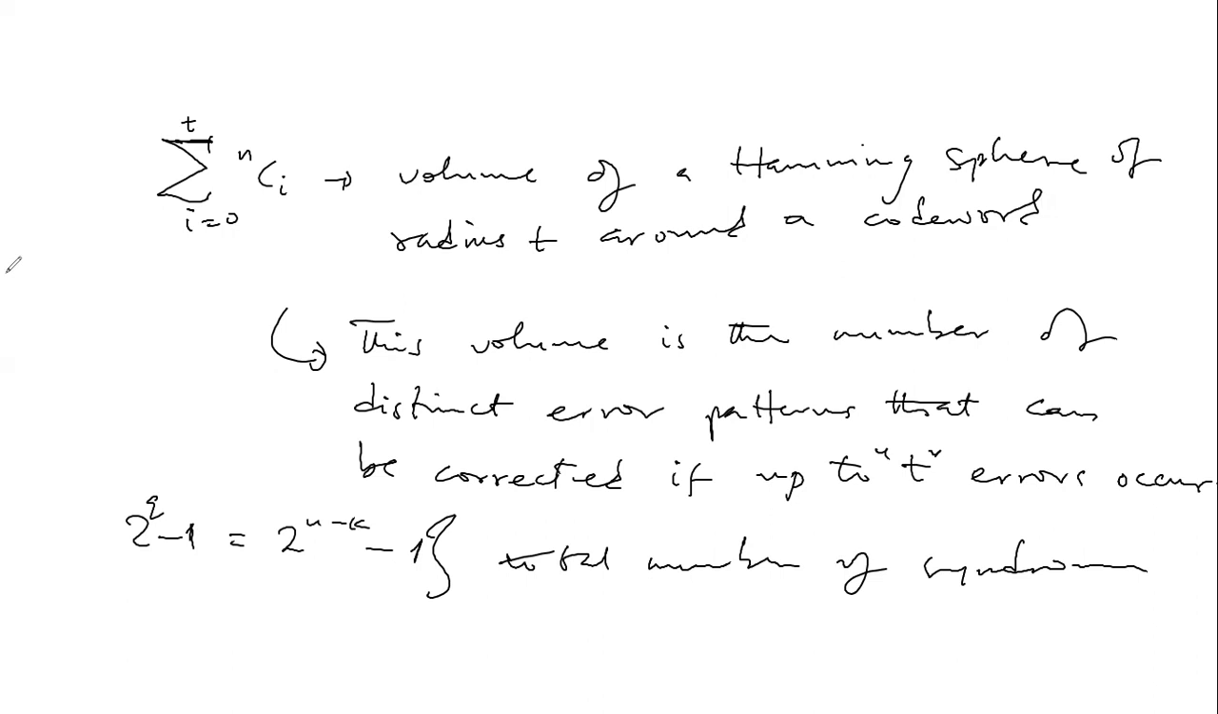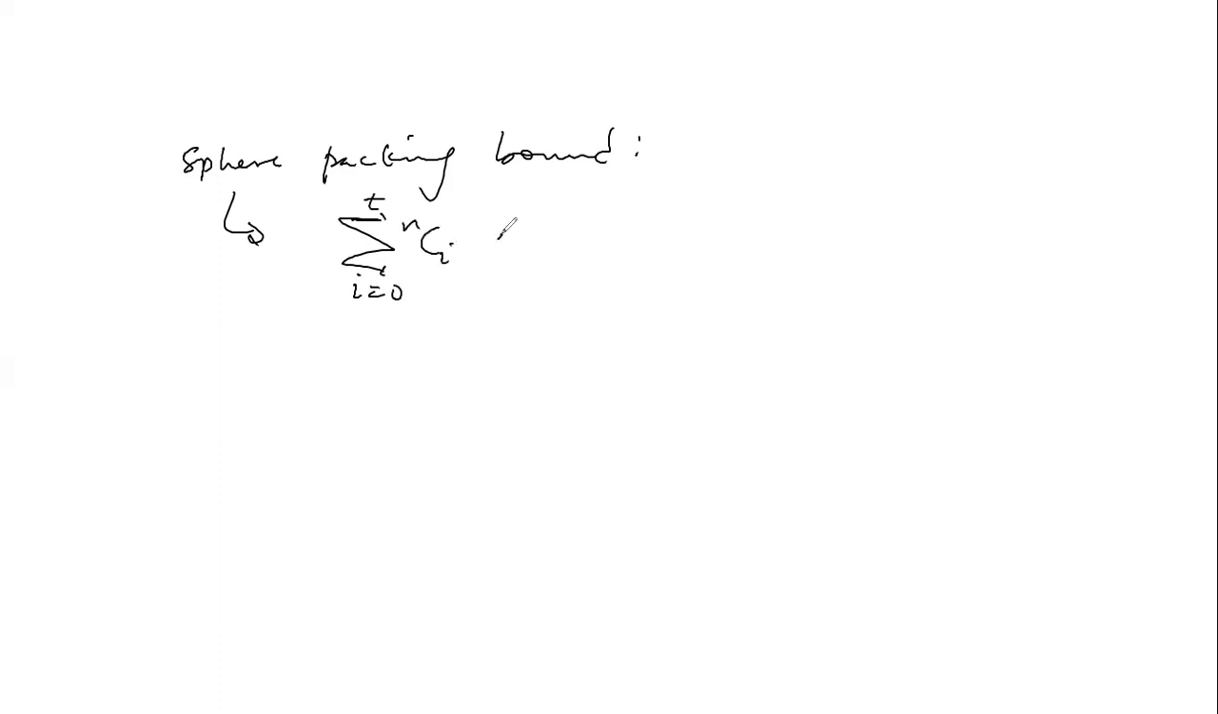So for a code to correct up to t errors, the number of distinct patterns that can be corrected must fit within the space of possible syndromes. And this leads to the sphere packing bound, which is the same as the Hamming bound, given as the summation of i taking on values from 0 to t of n combination i, which is less than or equal to 2 to the power of n minus k. Okay, this is the sphere packing bound.